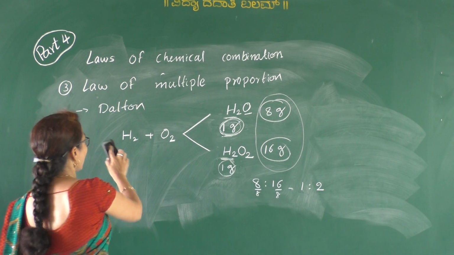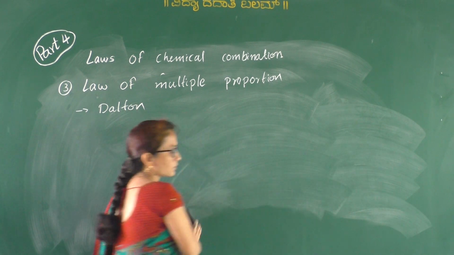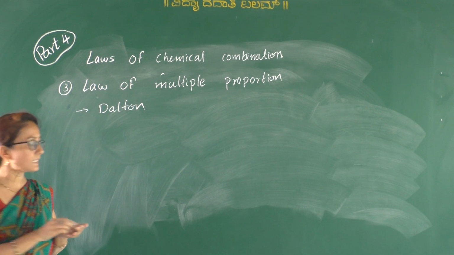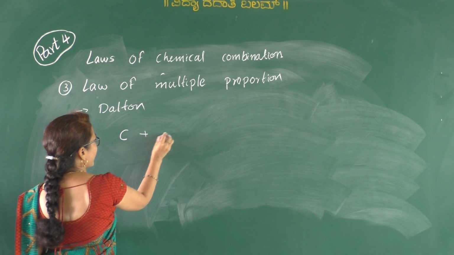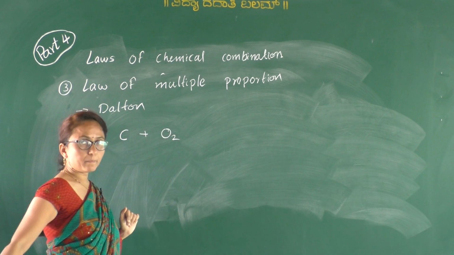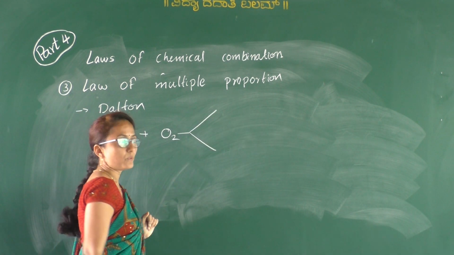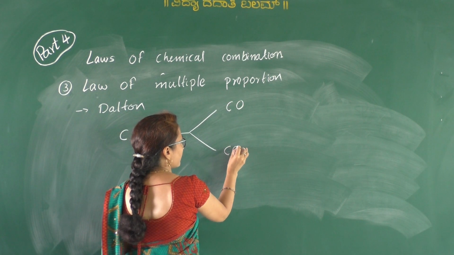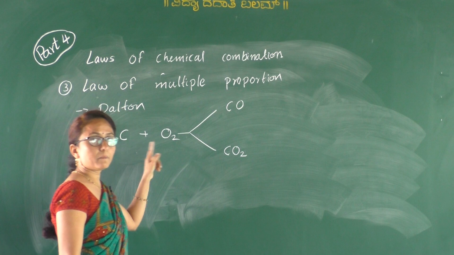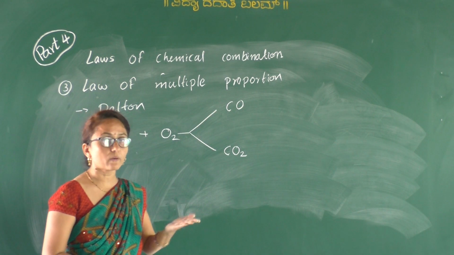Okay, let us take another example. To understand this law, you have to take another example. So again consider the two elements carbon and oxygen. These two elements combine to form two compounds. One is carbon monoxide and the second one is carbon dioxide. Two elements combine to form two different compounds, more than one compound.